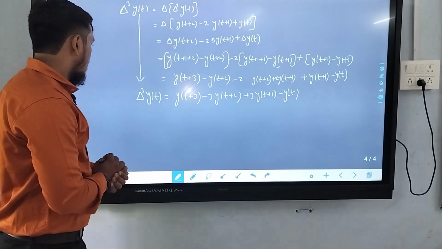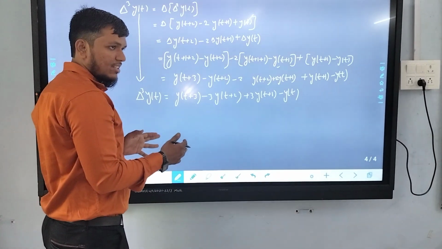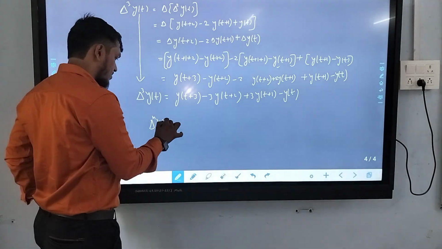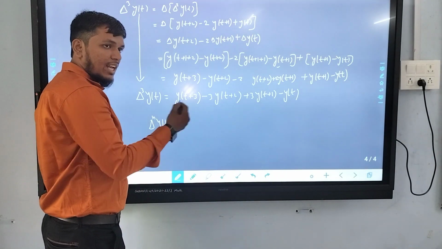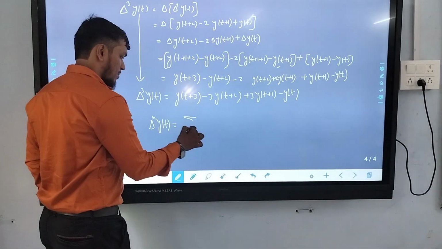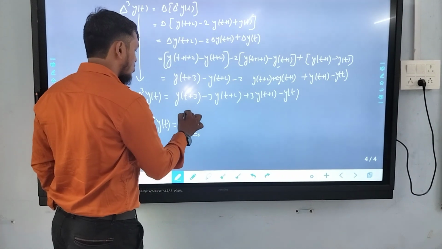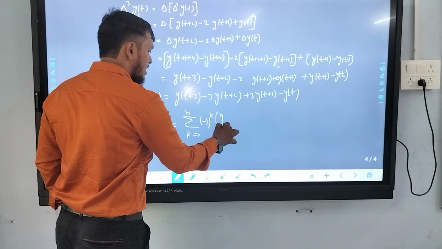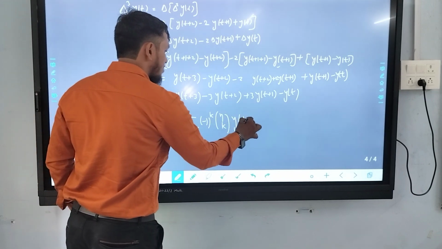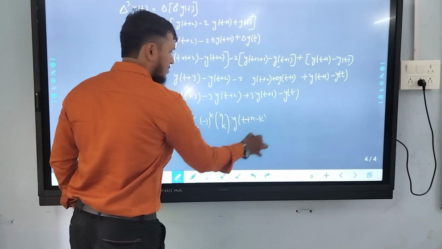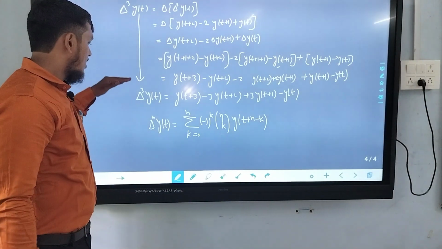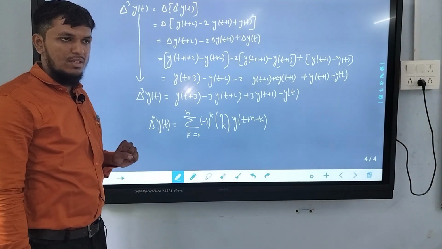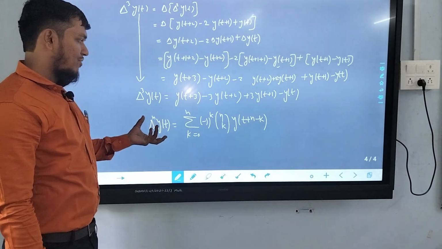This is the third order difference operator which is operated on the function y of t. Yes, so we can generalize this case. What is delta n y of t? After generalizing this case, we get summation k varies from 0 to n, minus 1 raised to the power k, n c k, and y of t plus n minus k. This is a generalization of the nth order difference operator which is operated on the function y of t. You can easily verify it.